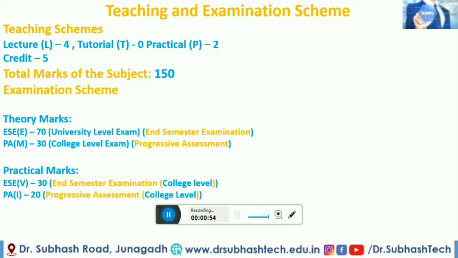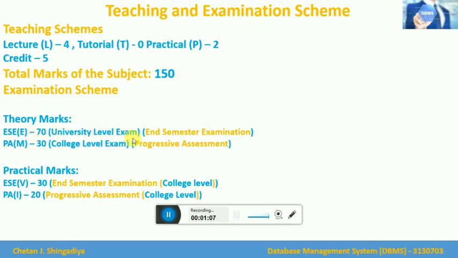This 150 marks is divided into various components. The theory marks are divided this way. We have 70 marks for the university level exam, which we can call the end semester examination. And we have a 30 marks exam, which is a college level exam. This PA is called progressive assessment. So this is 70 and 30, which is 100.